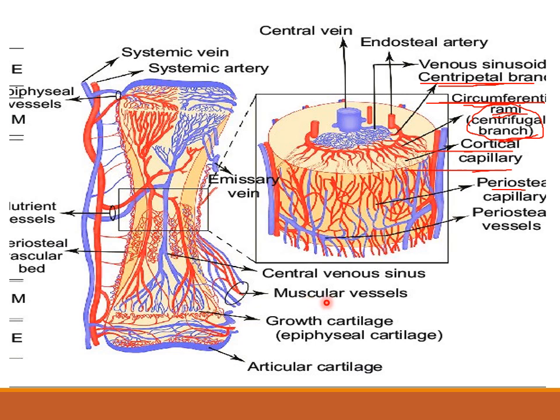So the outer one third of the bone is supplied by the periosteal arteries, and the inner two thirds of the bone cortex is supplied by the cortical branches of the circumferential rami, which are branches from the medullary artery, and in turn these medullary arteries are branches from the diaphyseal and nutrient artery. Here you also see the muscular vessels present in the muscles attached to the periosteum of the bone, and through these arteries they give the branches known as periosteal.